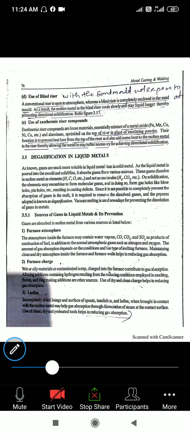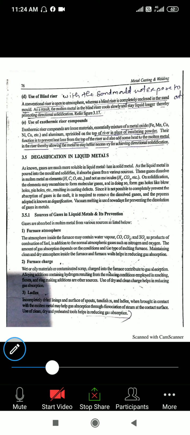If that happens, when the casting gets solidified, it may undergo casting defects. So these things you have to keep in your mind, and what prevention should be taken. Whatever the charge or the material you are going to melt should be cleaned before it is added to the furnace for the melting purposes. Okay, using dry and clean charge helps in reducing the gas absorption. So this is the prevention to be taken when you charge the furnaces.